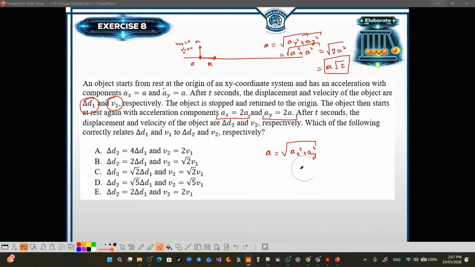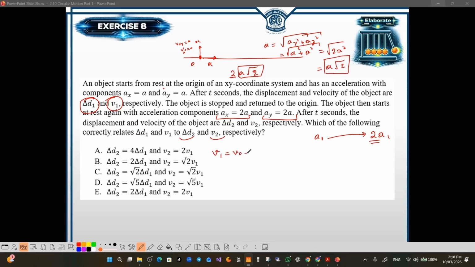This is a very important result that may help us find what will happen to the magnitude of the displacement and the magnitude of the velocity. The acceleration in the second trial has changed into double the acceleration in the first trial, because it was a radical 2 and now it becomes 2a radical 2. Now, what will happen to the displacement and the velocity in terms of delta d1 and v1? Let's find out what will happen to the velocity and then the displacement.